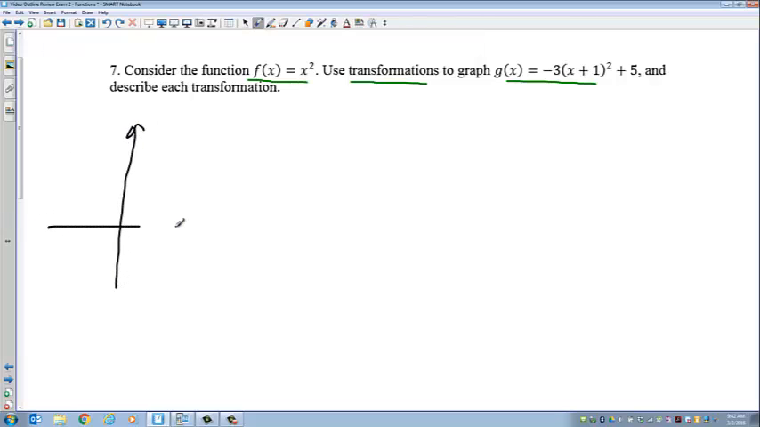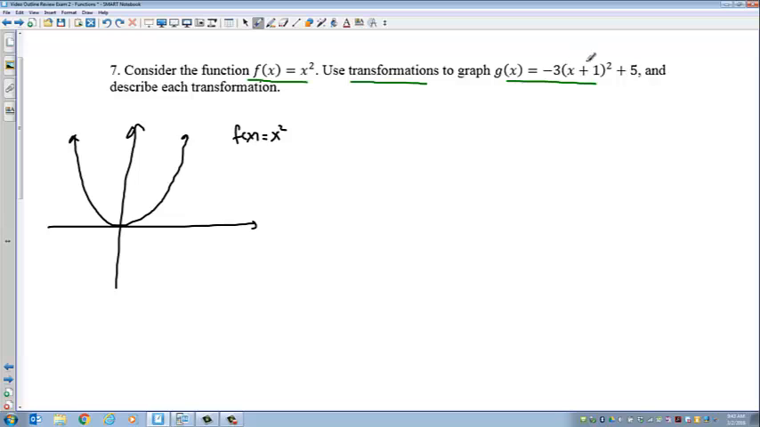So here's the graph of f of x equal to x squared. And it's just a nice looking parabola. It looks like this. And what we want to do is transform this into that by performing a sequence of transformations. And so what you have to ask yourself is, how is this function different from this function here? So how are these two different? Well, this one has a plus 1 times a negative 3 and then a plus 5.